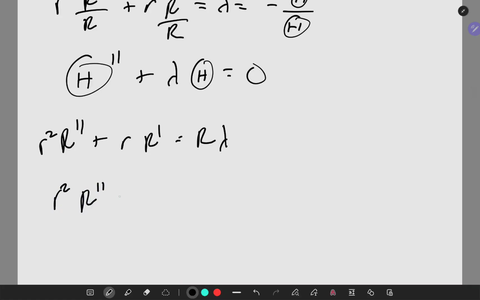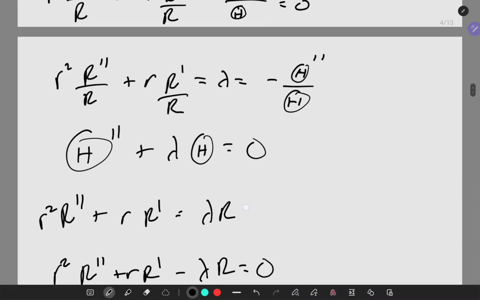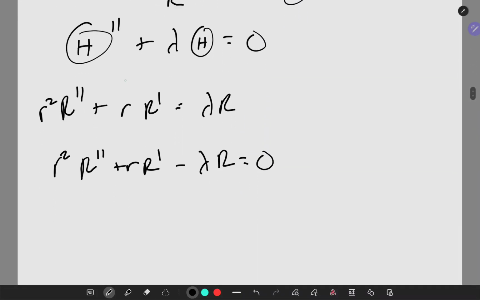Then we can move that over. I'll write it as lambda R. And that should be what they had up here. Yes, that's exactly what they have. So that's the answer to this one. We have two ODEs, right? I mean, yeah, two ODEs, second order ODEs.